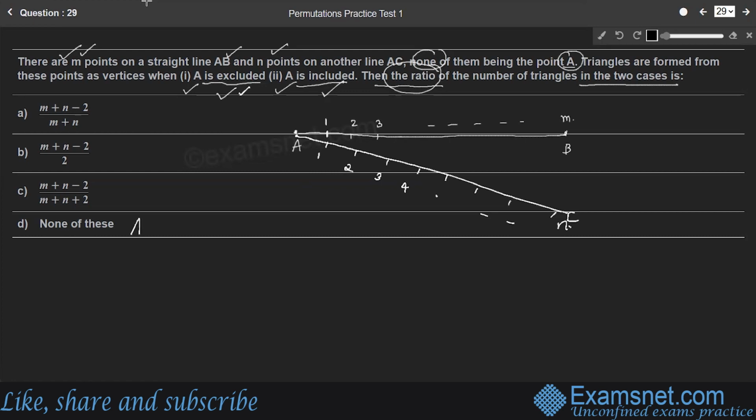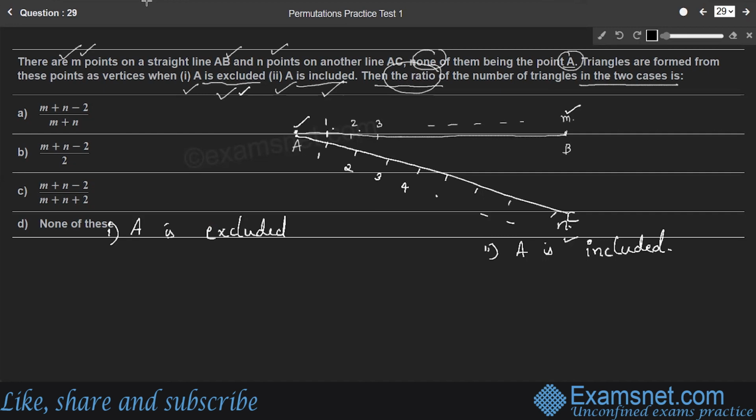So when A is excluded, this is the first case. And in the second case, when A is included. So consider A is excluded. We are not considering point A, right? So we have 1, 2, 3, and so on up to m points on AB and 1, 2, 3, and so on up to n points on AC, right?